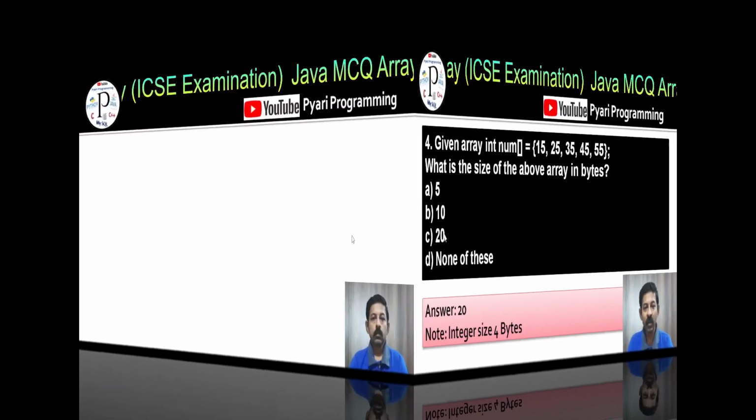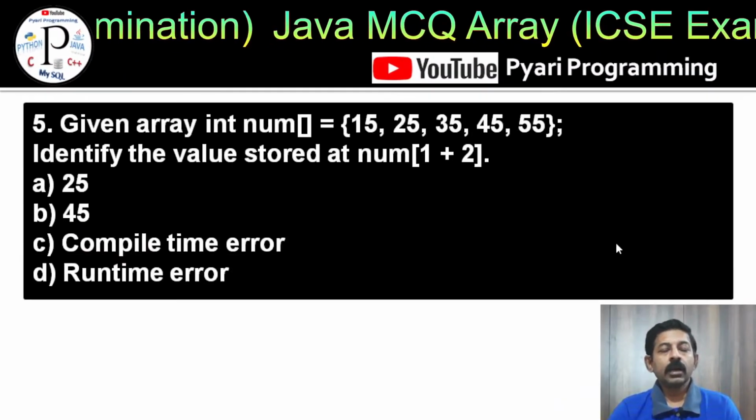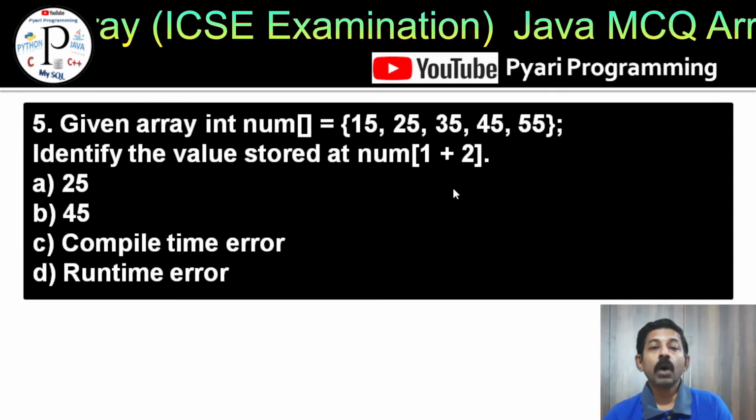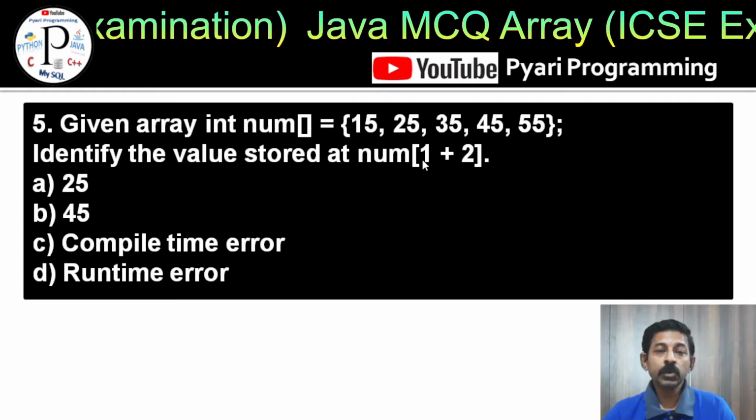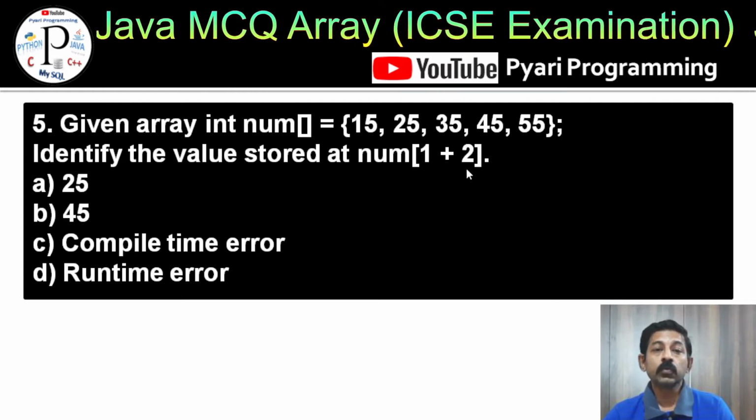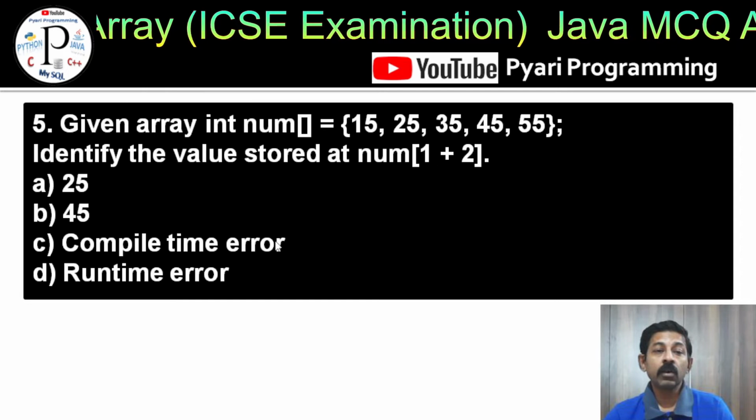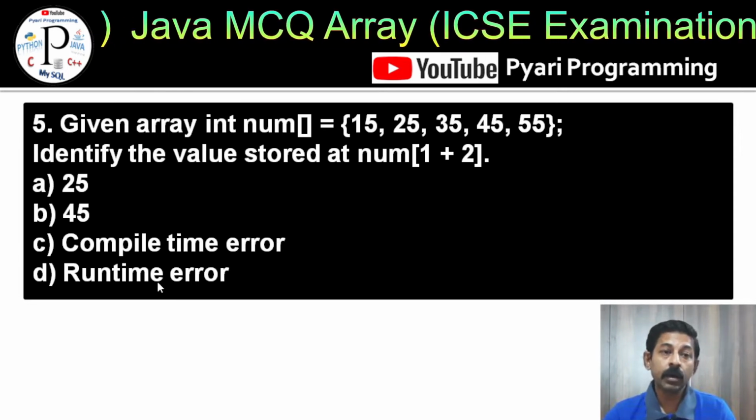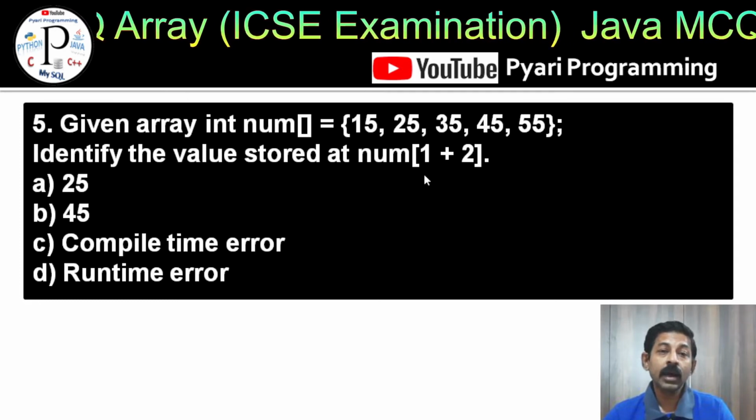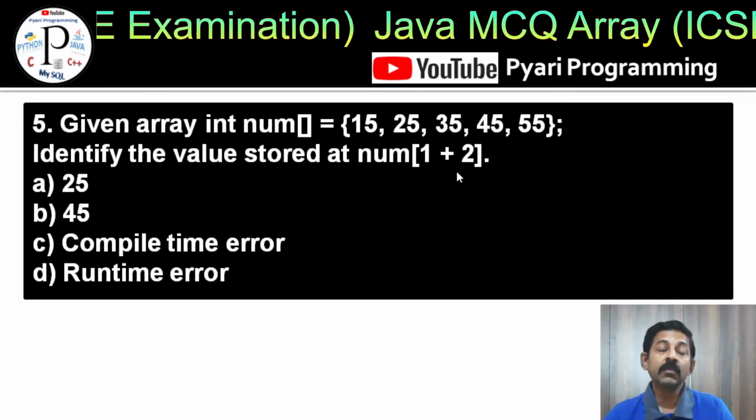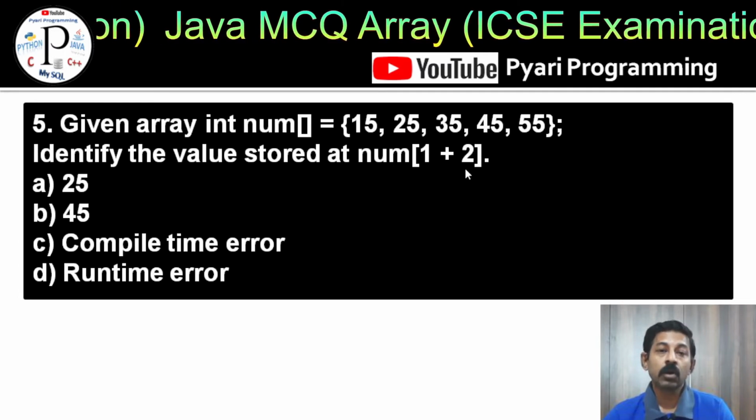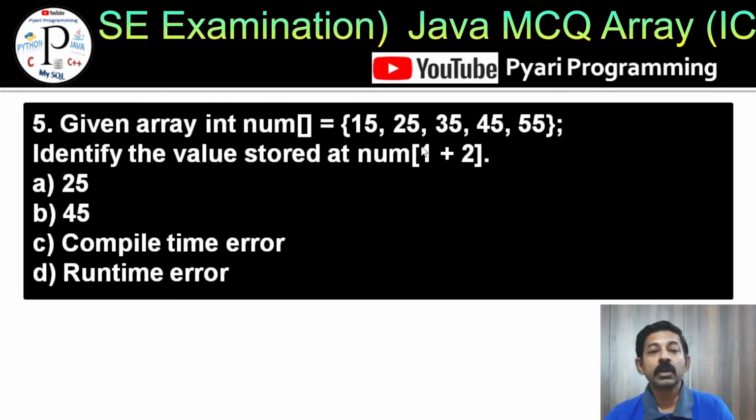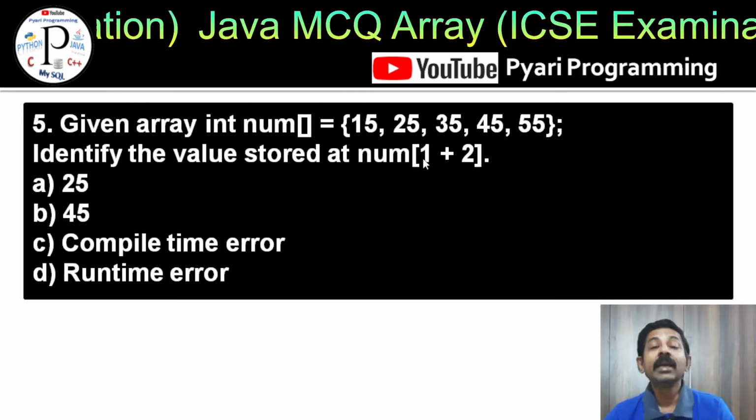So let's move to the next one. Now this question says that we also have an array and it says to identify the value stored in num of 1 plus 2. Now in an index position it has given an expression called 1 plus 2. First of all we have to check whether it is right or wrong, because the options are compile time error and runtime error. We have to check whether we can give an expression inside an index position or not. The answer is yes, we can give an expression inside the index position provided that it gives me an integer value.